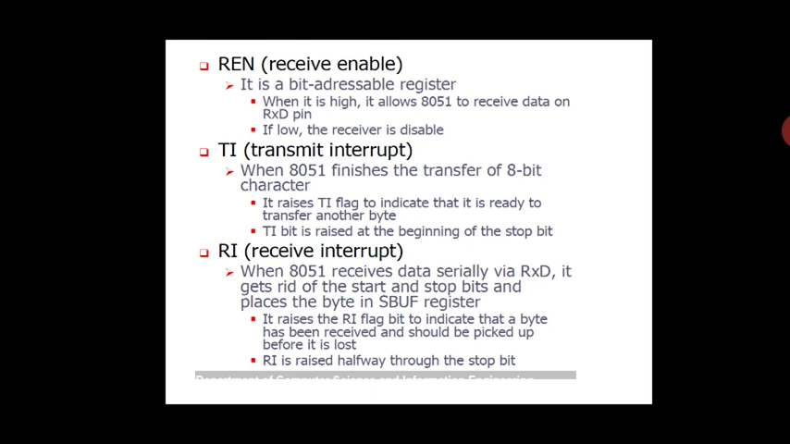If the external device has a character, it will transmit it. Now who is the receiver here? The 8051 is the receiver. How will it receive? Through SBUF. Whatever the device is transmitting is stored into SBUF, and the 8051 lifts it from SBUF and copies it into any register as required by the user. RI is raised halfway through the stop bit, so that it is a receive interrupt.